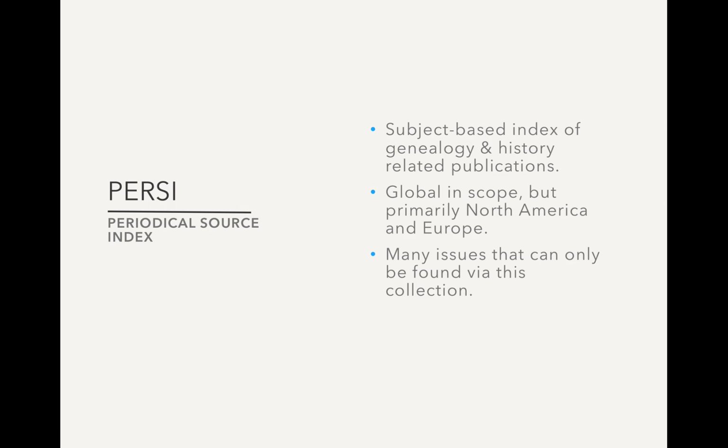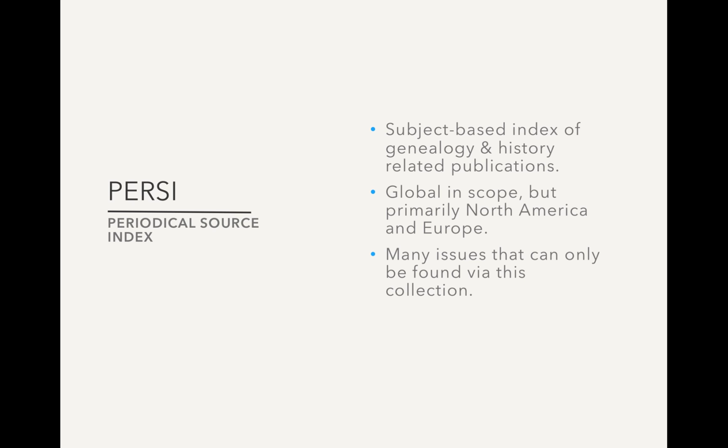All right, so the last very specific record set I want to talk about today is PERSI, the Periodical Source Index. Now, if you're not familiar with PERSI, I would invite you to go to the Find My Past blog and read up on this particular tool because it's different than most other genealogy resources. It's a subject-based index of genealogy and history-related publications. Now, the key there is subject-based. It's not necessarily indexed by name. There are many articles in PERSI that are indexed by name, but not all of them.